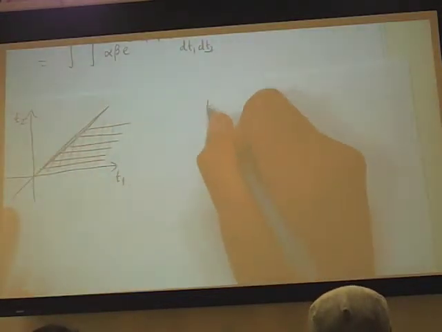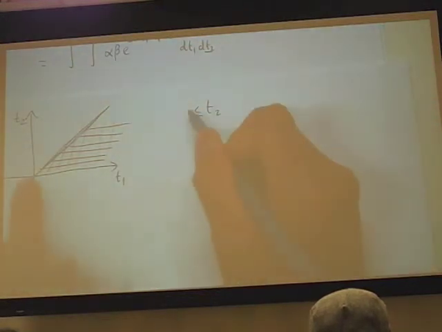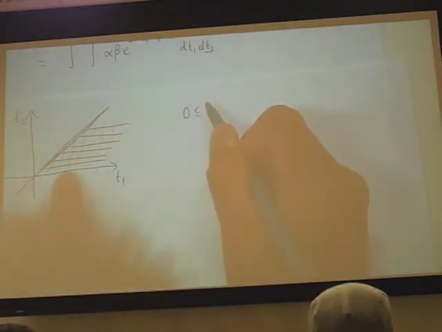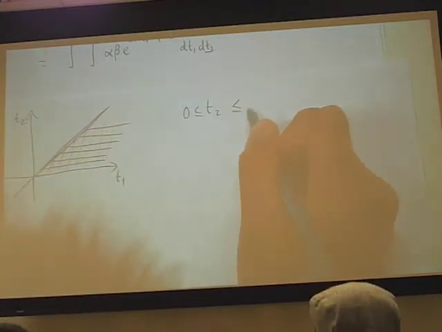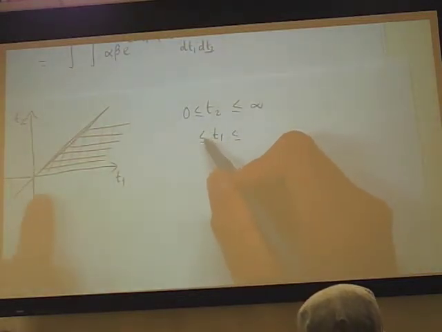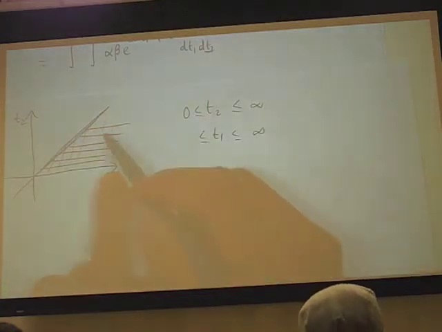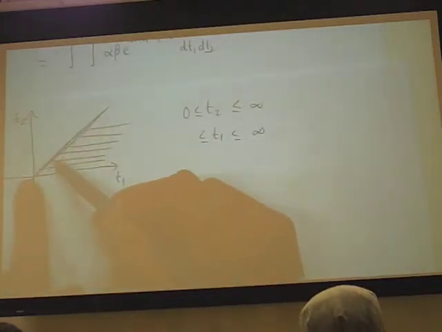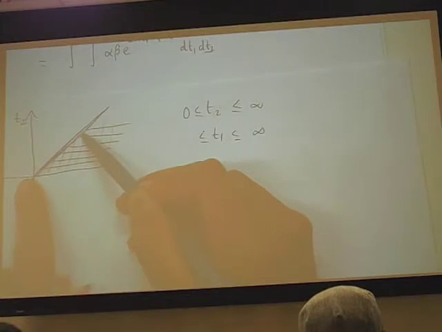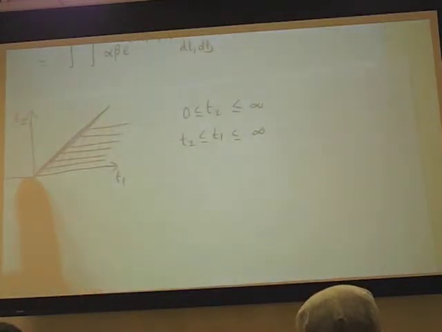So the limits for T2 will be from where to where? From 0 to infinity. Can you see that? This is T2, 0 to infinity. And T1, what are the limits for T1? T1, the upper limit is also infinity, but the lower limit is this thing right here, which is the line T1 equal to T2. So therefore this one is T2. Can you see that? Hold on a second.